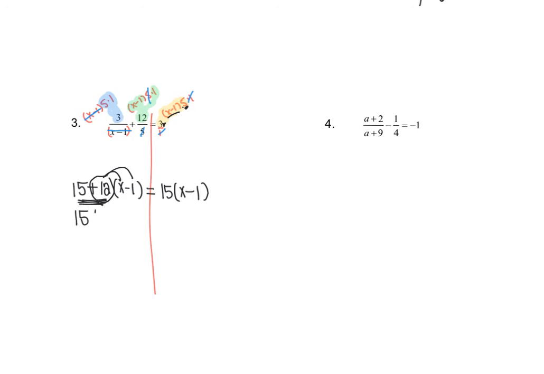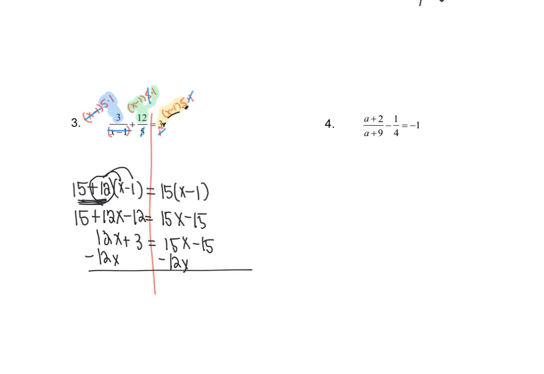So I have 15 plus 12x minus 12 equals 15x minus 15. So I have 12x plus 3 equals 15x minus 15. Minus 12x, minus 12x. 3 equals 3x minus 15. Add 15, add 15. 3x equals 18, divided by 3, x equals 6.